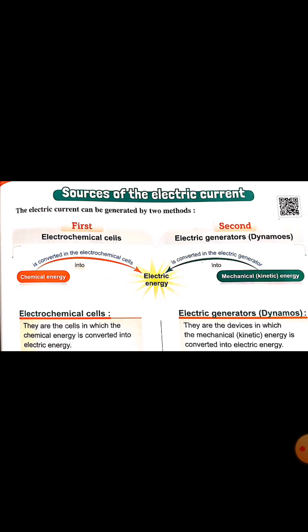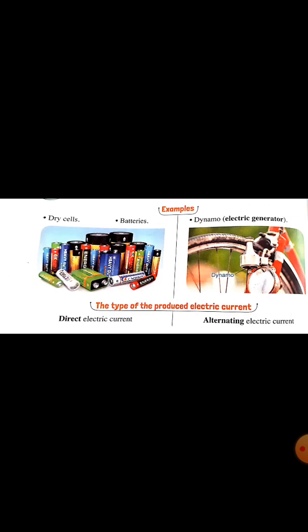The first one, electrochemical cells, batteries. Here, inside these cells, chemical energy is converted into electric energy. While the second source here is the electric generator, dynamo. Inside this dynamo, mechanical energy, specifically kinetic energy, changes into what? Electric energy.